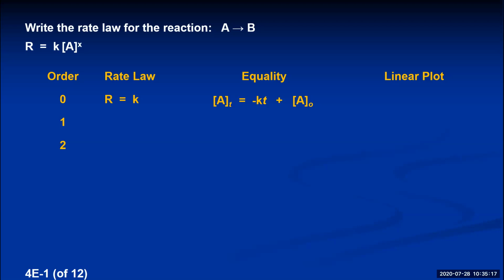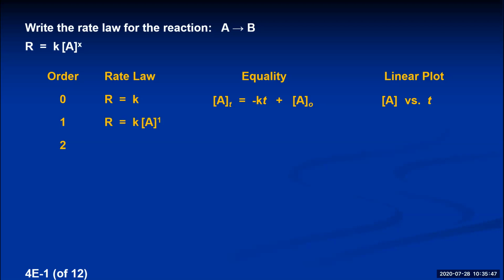If this equality is true for 0 order kinetics, and you might recognize it's the form y equals mx plus b, then that means if you plot the concentration of A versus time, you're going to get a straight line where the slope is going to be negative k, and the y-intercept is going to be the initial concentration of A. So for all 0 order reactions, there will be a linear plot you can make if you graph the concentration of the reactant versus time.